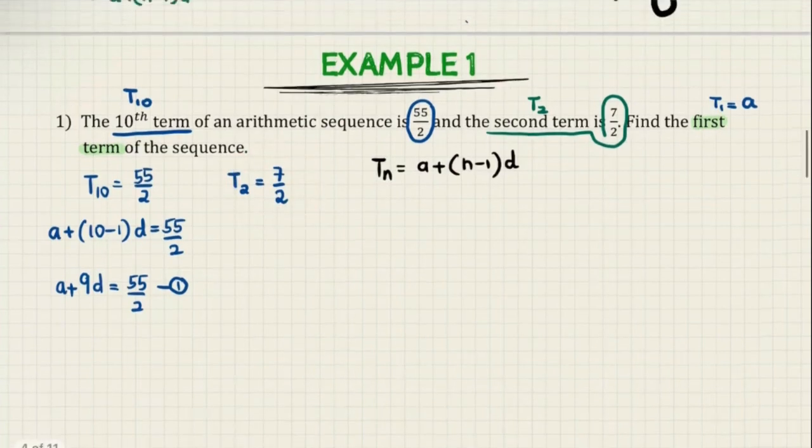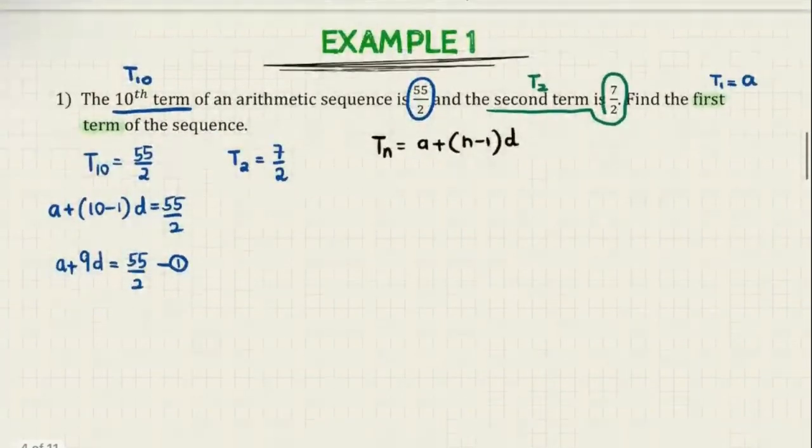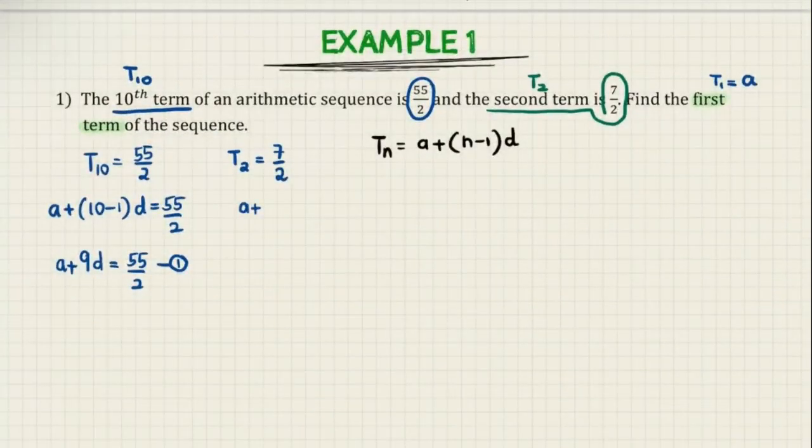So T2 adalah A plus N minus 1. N kita adalah 2. 2 tolak 1, D equals to 7 over 2. Okay, nilai ini kita lihat dia punya sini. So kalau sini 2, dia akan jadi 2 tolak 1 lah. Kalau sini 10, dia akan jadi 10 tolak 1. Okay, so here kita akan dapat A plus D equals to 7 over 2.